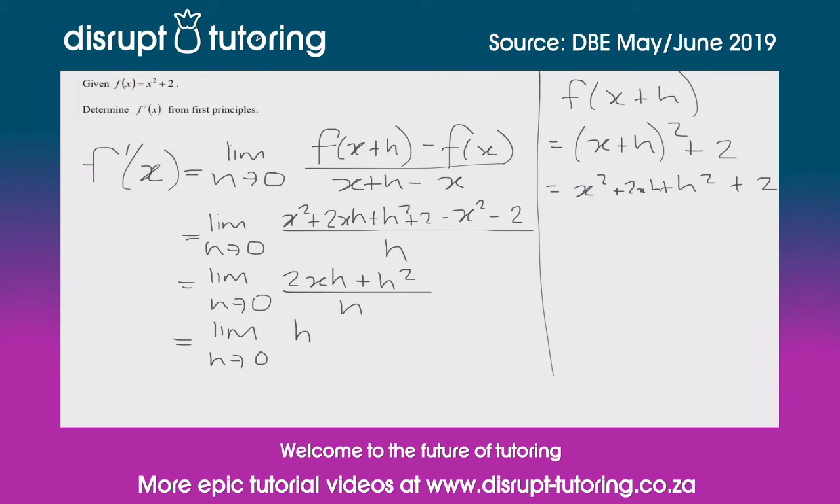So what we're going to do is pull out an h in the top, and that's going to leave us with 2x plus h over h, and those h's can cancel out. Now we can put in our limit, which is going to be 2x plus 0, because we've said h tends to 0, and that is going to give us 2x, which will be the derivative of x squared plus 2. Does that make sense?